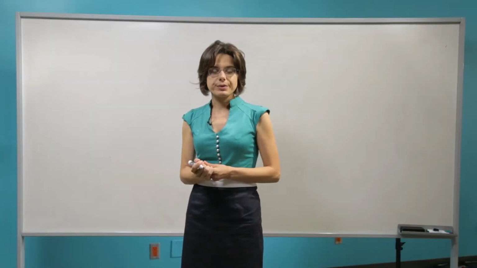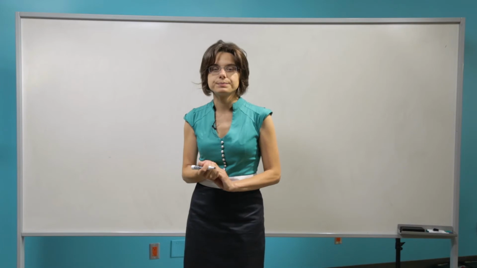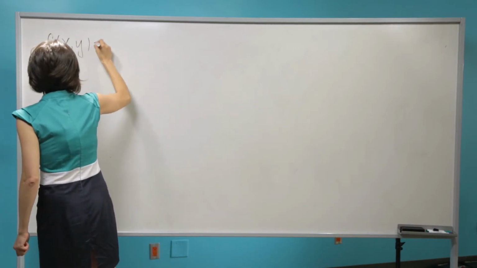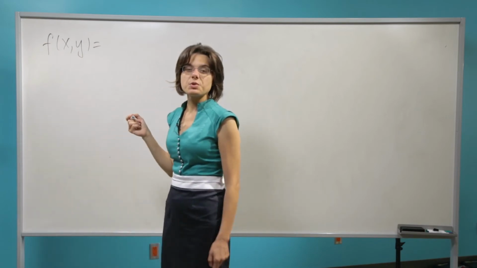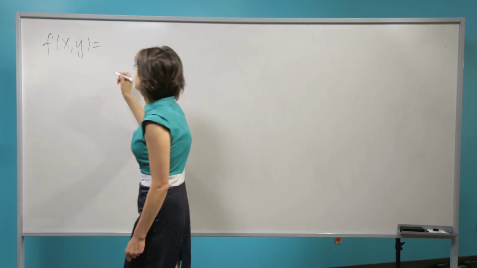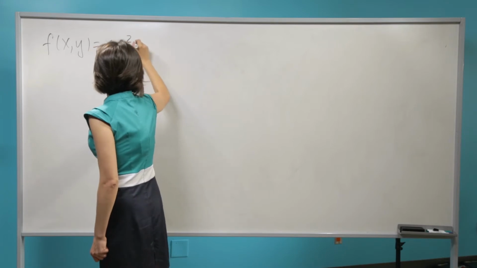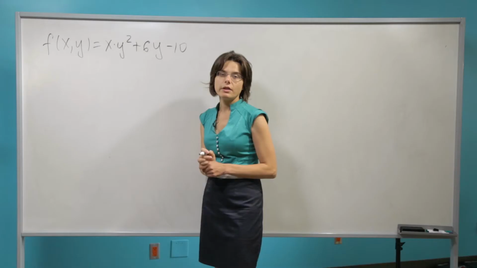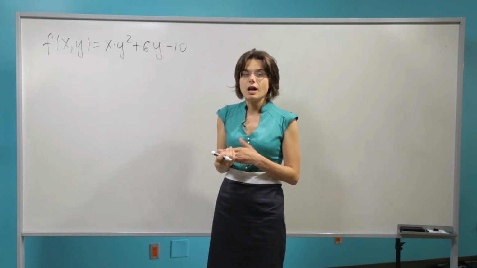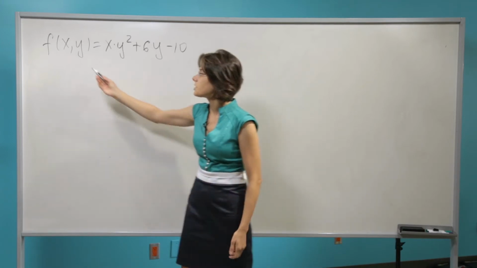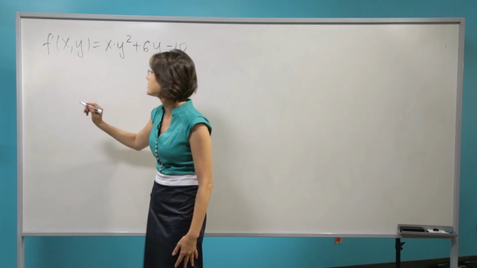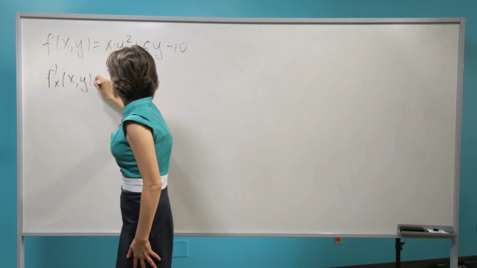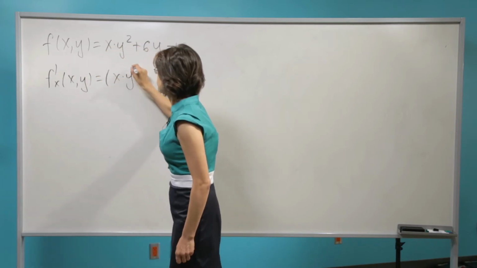Let us do one more example. Let us differentiate the following function. F of x, y equals x times y squared plus 6y minus 10. Again, if I want to find first derivatives, I want to find two of them, with respect to x and with respect to y. So the partial derivative over x will give me the following.